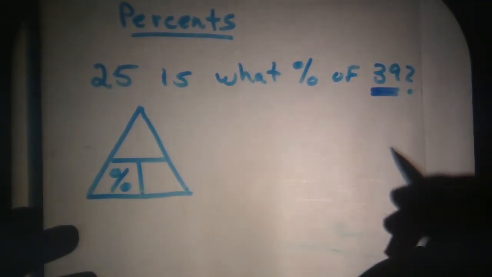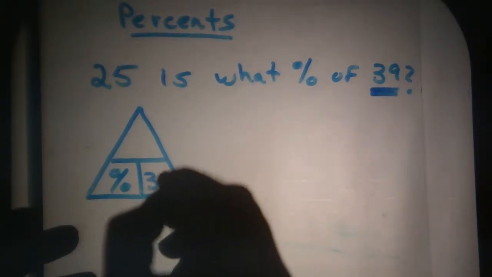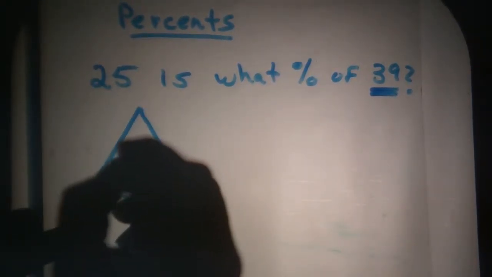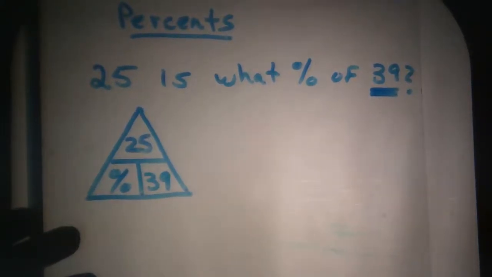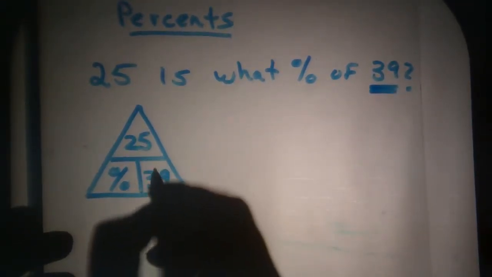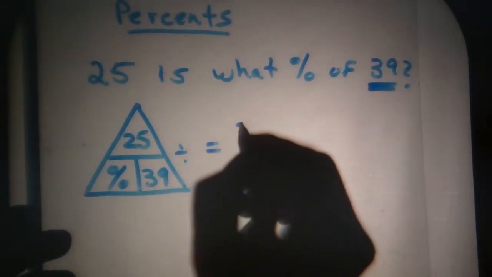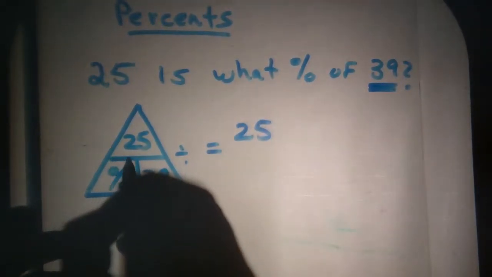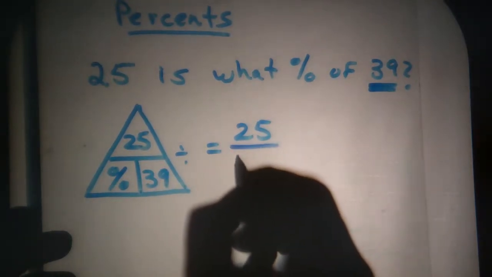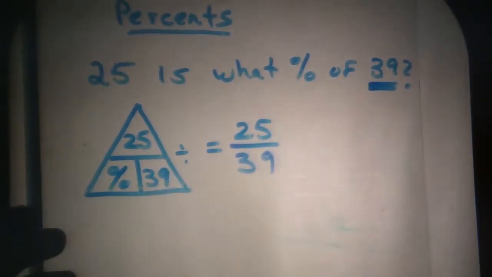39 would have to be the 100% of the units that I have, so that's the whole. 25 is the part. I have the numbers here, so that's division. If I write this as my fraction, as it shows with this as a fraction line, I have this.